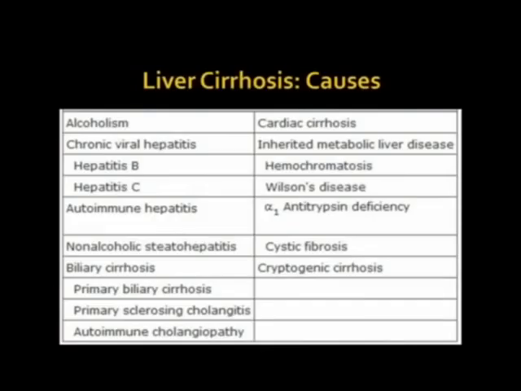Liver cirrhosis causes: alcoholism, number one. Chronic viral hepatitis, both Hep B and Hep C, but worse is Hep C. Okay? Autoimmune hepatitis, that means antibodies are produced to destroy the liver. Non-alcoholic hepatitis for those who are obese. Biliary cirrhosis along the biliary tract, the bile duct. Primary biliary cirrhosis, primary sclerosing cholangitis, autoimmune cholangiopathy, okay?